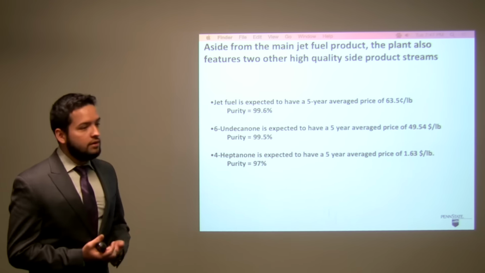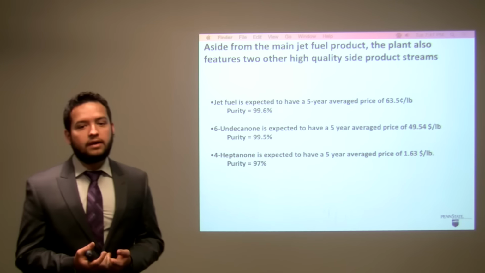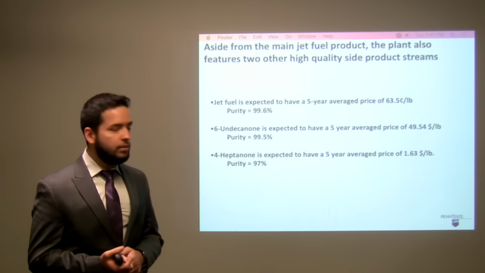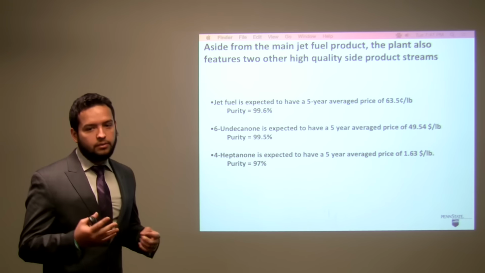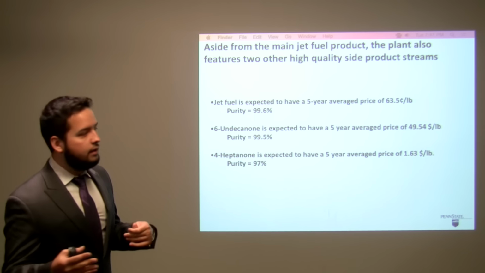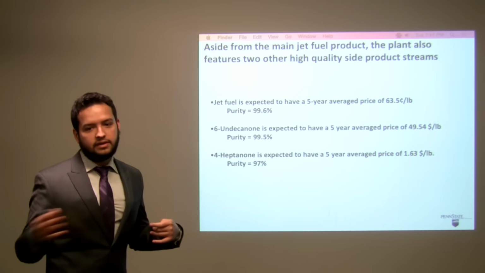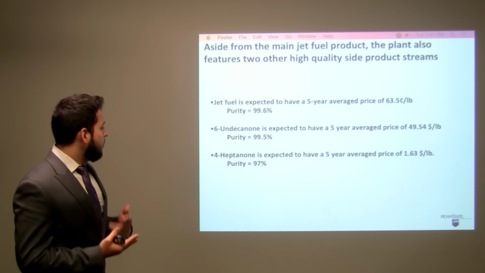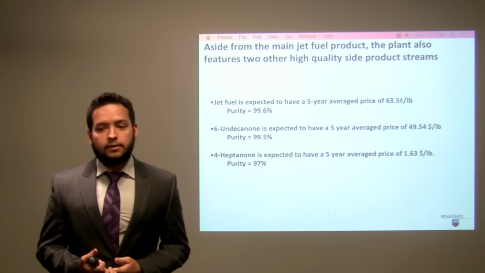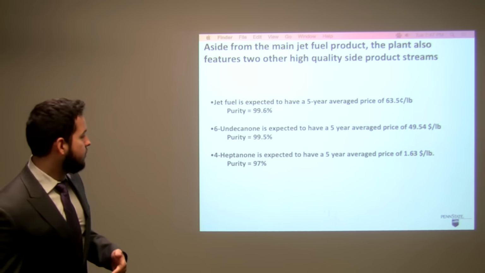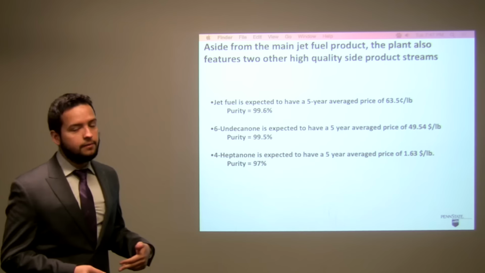6-undecanone's 5-year average price is expected to be $49.54 per pound. This means that we could definitely make a large profit from it and it helps to make our plant even more profitable whether we decide to scale it up or not. Now, 4-heptanone is expected to have a 5-year average price of $1.63 per pound. This as well brings in some additional profit, but not as much as 6-undecanone.